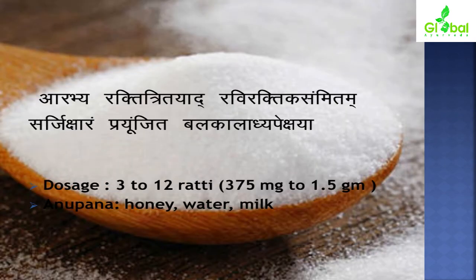Dosage is also particularly explained by the Acharyas: Arambhya Raktiga Triya Ravi Raktiga Sammitam Sarjikshararam Prayunjita Bala Kala Tyapekshe. After considering Bala, Kala and so on, the dosage should be started from 3 Rati and can go up to 12 Rati. Common Anupanas are also explained: Madhu, Jala and Kshira. The dosage explained by the Acharya is from 3 Rati to 12 Rati.